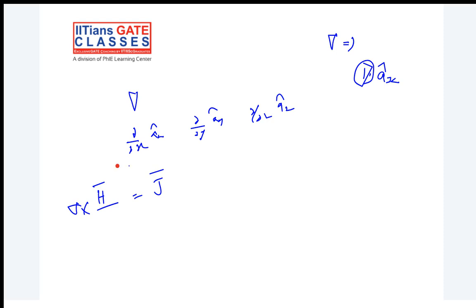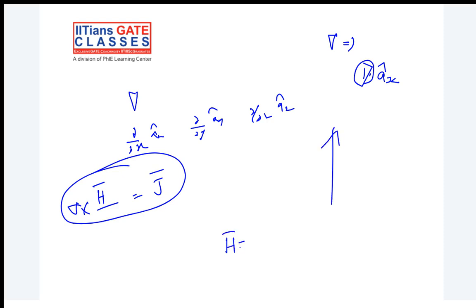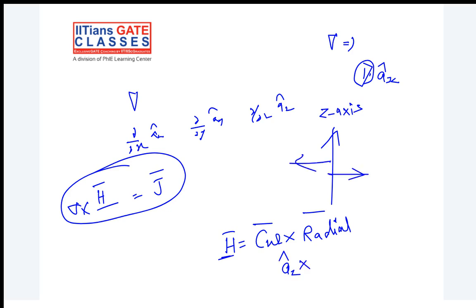Whatever I have told in magnetostatics, if you remember, I told like this: the direction of the magnetic field will be the cross product of current and the radial direction. This I have told, right? Suppose the current is flowing in the z direction. What will be the magnetic field direction? Current is in z. Radial direction means when you move perpendicular to the source. So AZ cross a-rho will be in the phi direction.